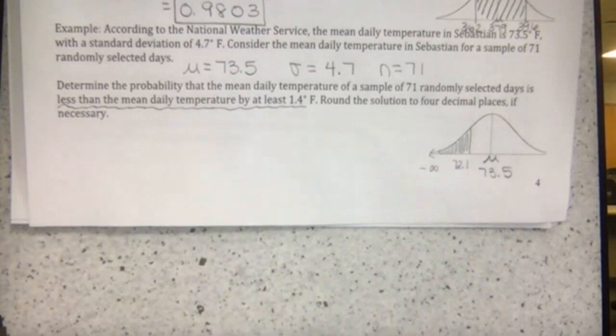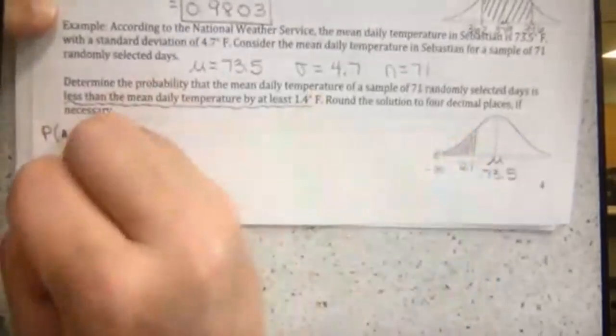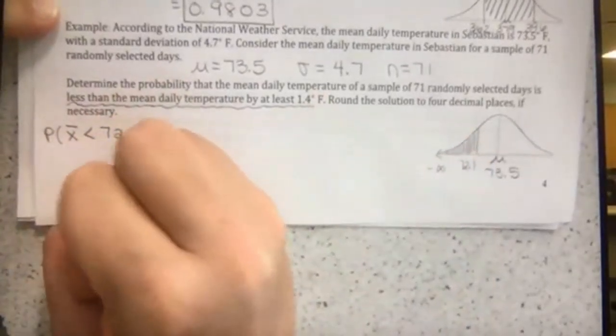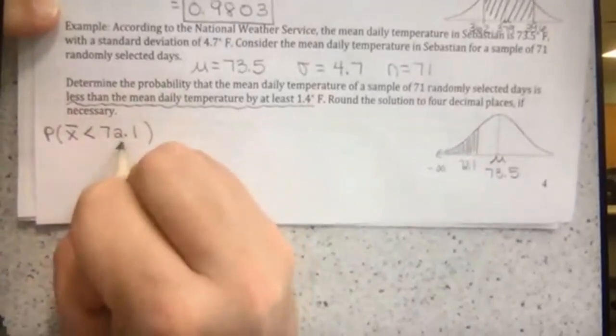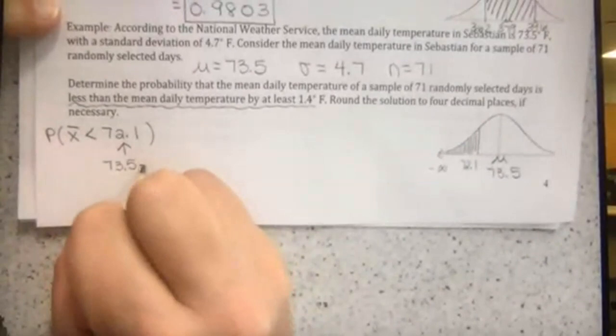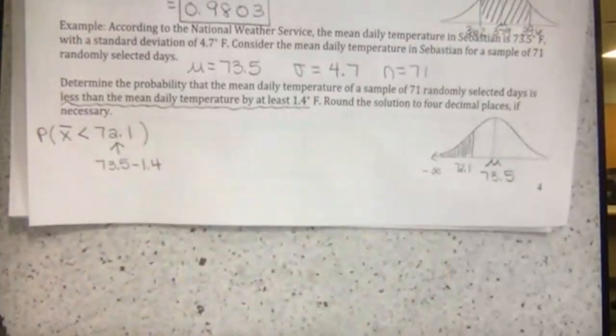Now that we have our picture, it's the same thing we've been doing. So our probability, it's talking about a sample, so x bar being less than 72.1. For our notes' sake, I just want to put a little note. We got 72.1, so it was 73.5 minus that 1.4. Our mean minus 1.4. Just for our notes' sake, that's how we got that number.